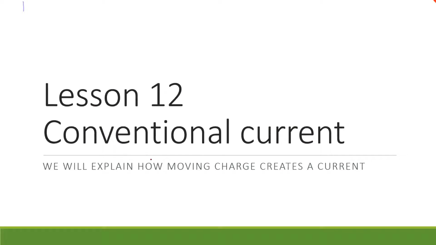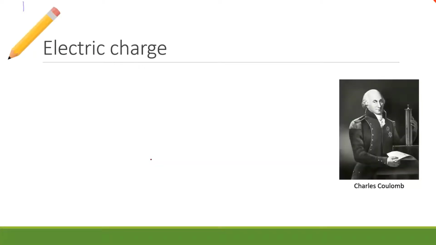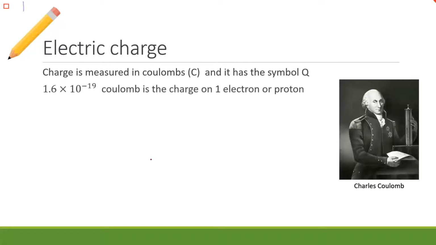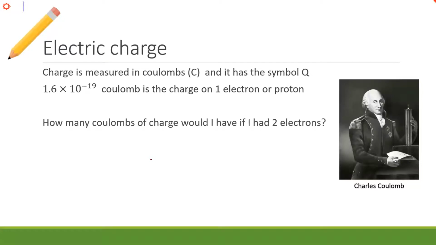Let's talk about now how this relates to conventional current. We did actually talk about this guy here, Charles Coulomb. We said that he measured coulombs being C, and he said that they have a charge of Q. We said that 1.6 times 10 to the negative 19 is the charge of one electron. It's a very, very small charge. In fact, you need to have a lot of electrons to get to a decent amount of charge.